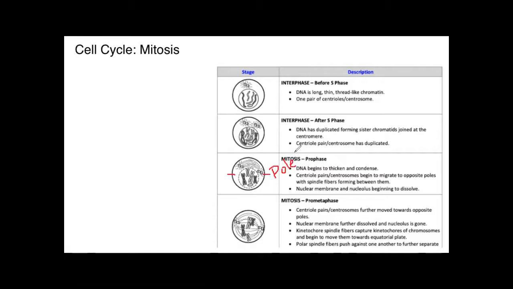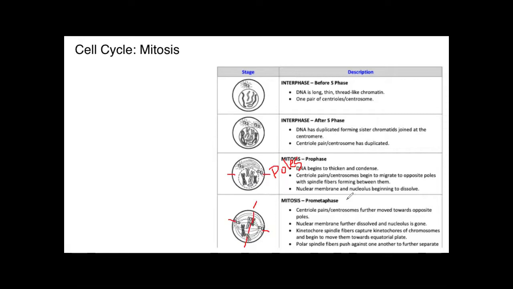So there's a pole right there and there's a pole right here. And just like the globe on the earth, if you have a pole, you have an equator in the middle. So that's the equator. So in prophase, the nuclear envelope starts to disappear. DNA starts to supercoil and condense. The centrioles are making their way to the poles.